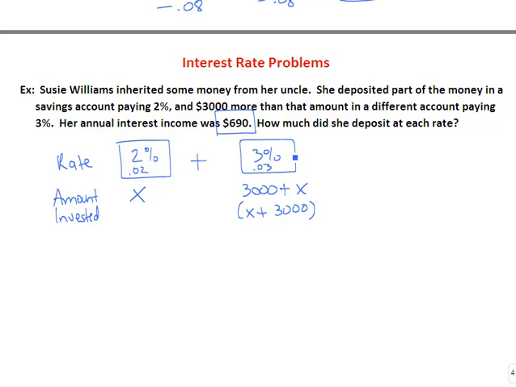So we have our rates, we have our amounts. Now to calculate interest, interest is actually calculated by taking the initial principal, which is the amount of money that you invest, times your interest rate, times time. So in this problem, our principal is our amount invested. Our rates are these rates, 2% and 3%. And in this case, our time is always going to be 1 year because we're asking for the annual interest rate, and annual means 1 year later.